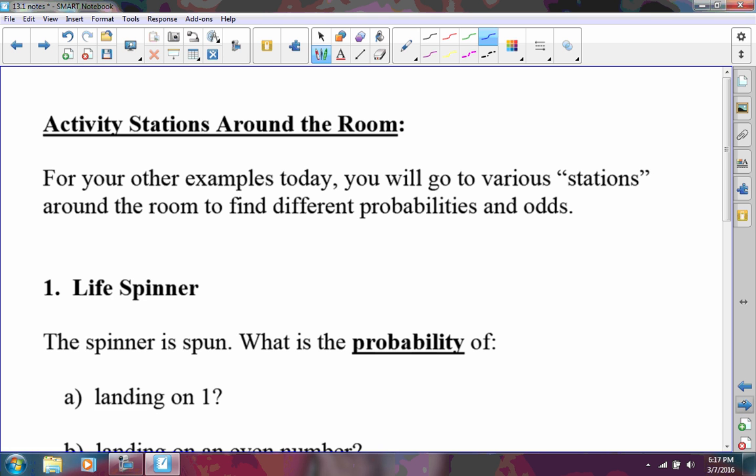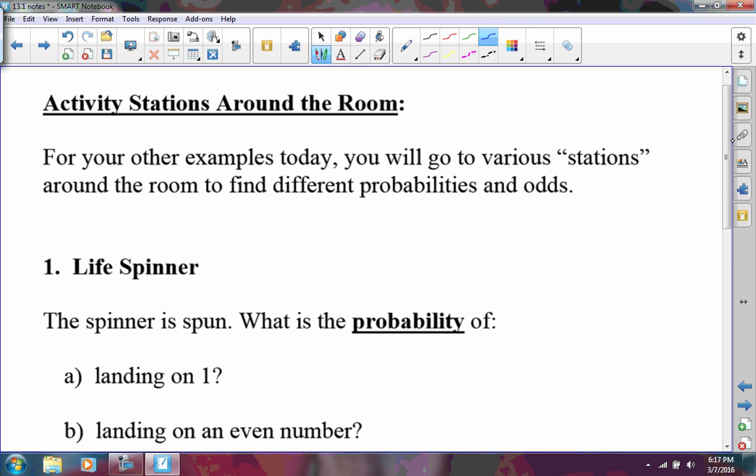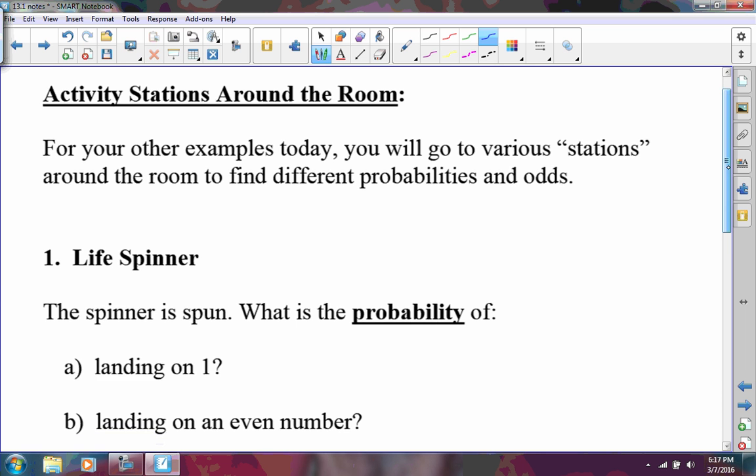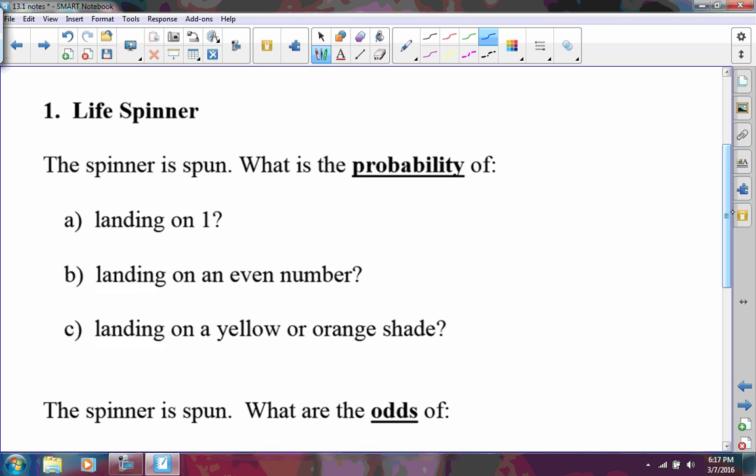It's very applicable. And so we're going to have different activity stations, and we're going to have a life spinner, like the game of life. And then we're going to have Candyland cards and 6-sided dice and then 20-sided dice. So you're going to get into little groups and you'll go around to each of the stations and then you will answer each of these questions.